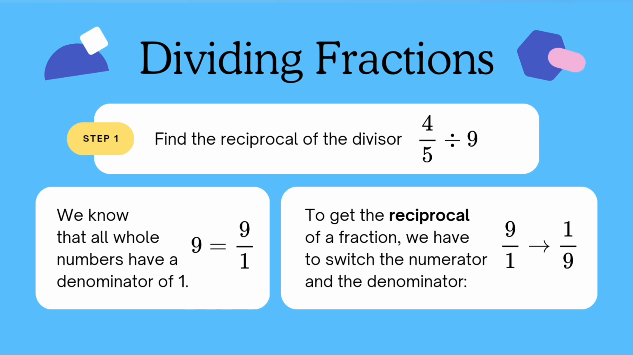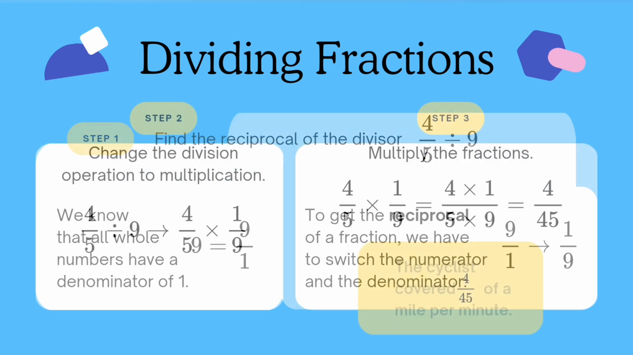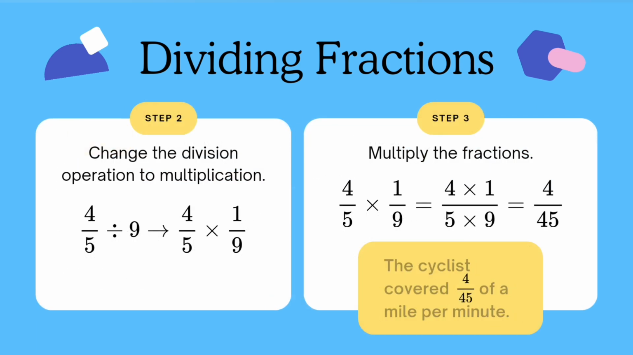So, to get the reciprocal of a fraction, we have to switch the numerator and the denominator. We have to flip it. We have to switch it. Okay, so we will get 1 by 9. Now we can solve the division method. That is, we have to multiply numerator with numerator and denominator with denominator.